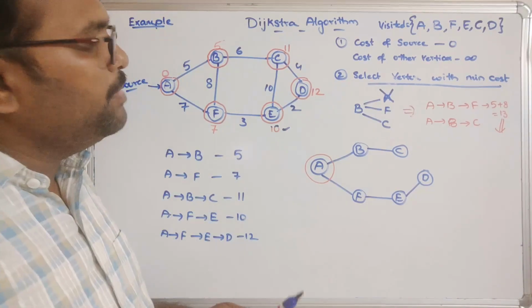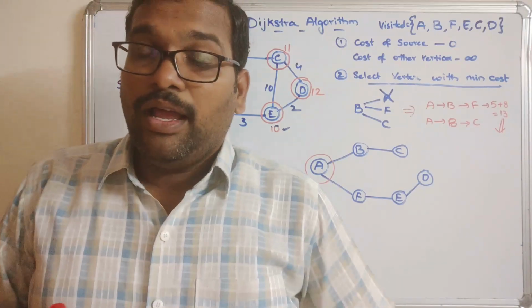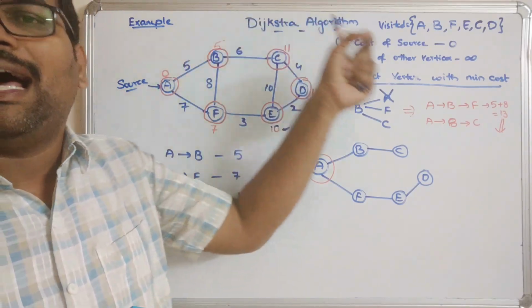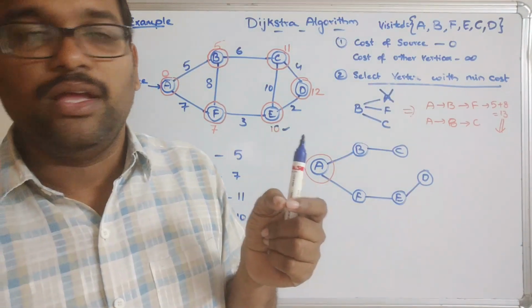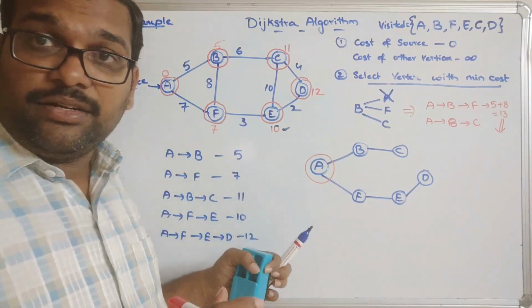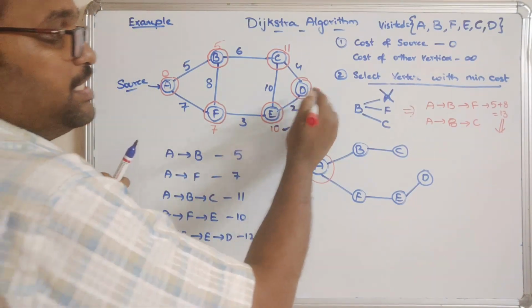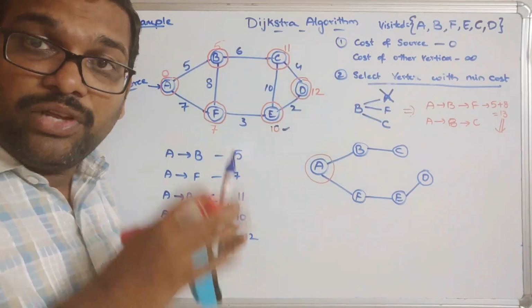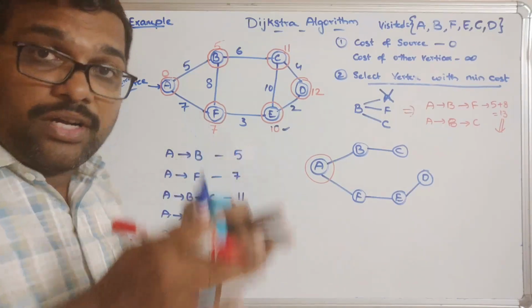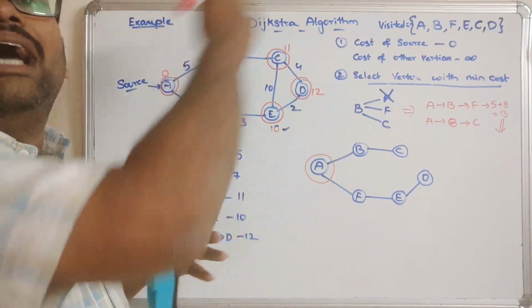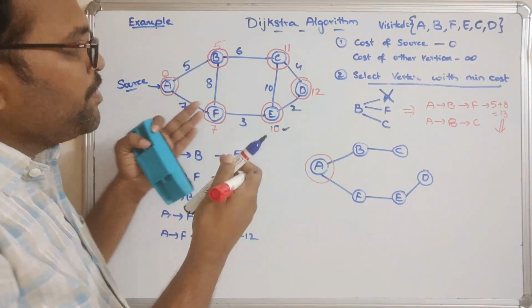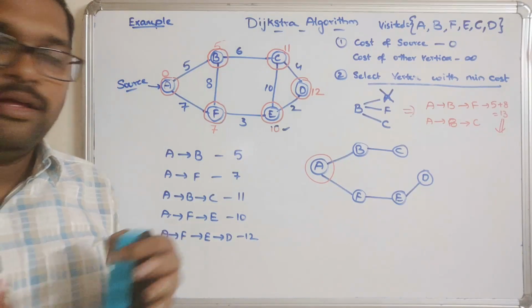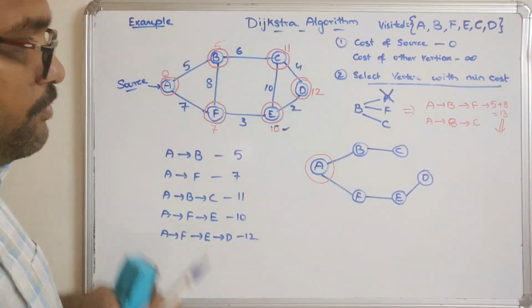So the problem is finding the source node and finding the shortest path from the source to all other vertices. Here I am not talking about the destination. So we are not considering the destination as D and finding the cost to reach the destination. The question is finding the shortest path from the source to all other nodes. So this is the procedure, and what is the time complexity of this one?